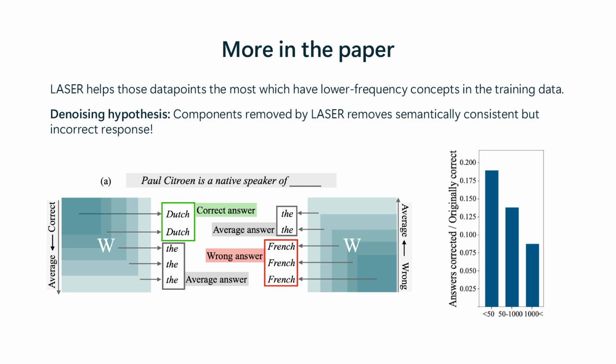In our paper, we have more types of analysis. I'll just briefly describe two of them quickly. One of them shows that if we apply Laser, then the most gains that we get are from improvements in data points which are rarer in the training data. We also find that the components that Laser removes from a weight matrix typically offer semantically correct but incorrect responses. And so we can view Laser as a denoising process, which is removing this erroneous information.